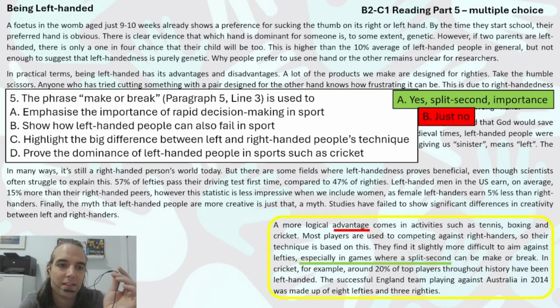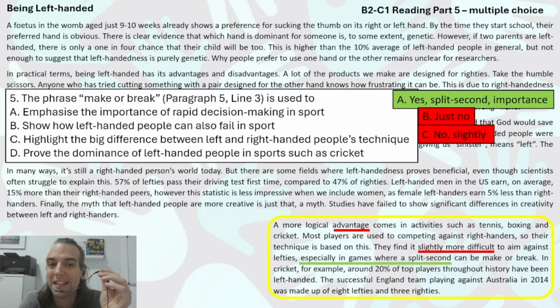It's not B, it's about the advantages of being left-handed, it's not about how they can fail. It's not C because it's not a big difference in their technique. It says right-handed people find it slightly more difficult to aim. It's not really saying there's a big difference in technique.